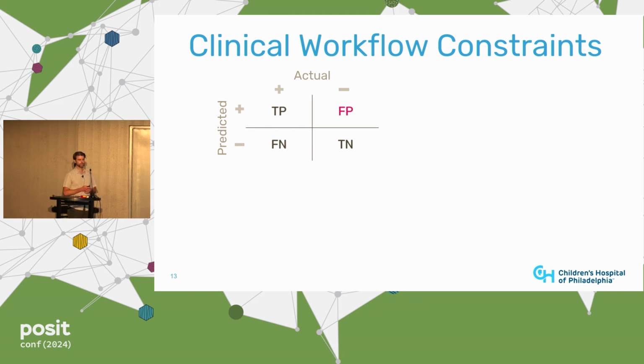around false positives. So here I have on the screen the classic confusion matrix, a 2x2 table comparing predicted versus actual values. And on the top row, we have true positives and false positives. On the bottom row, we have false negatives and true negatives.